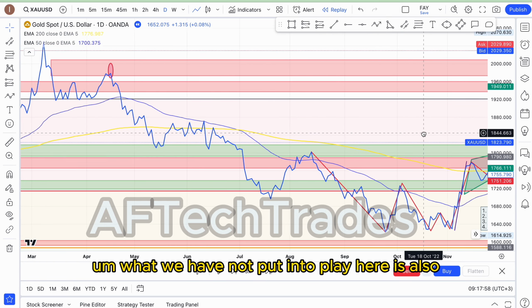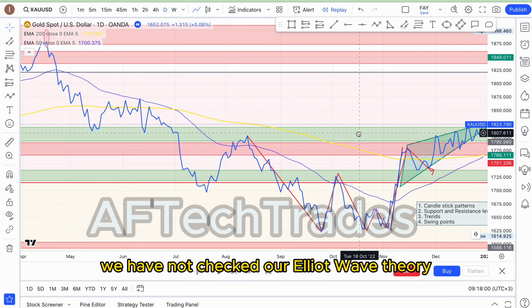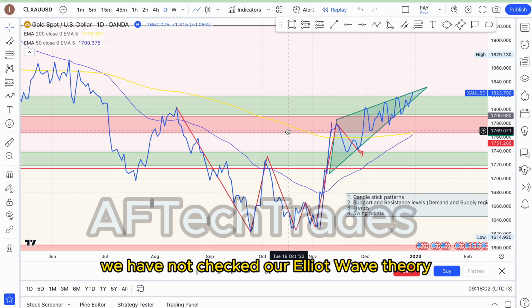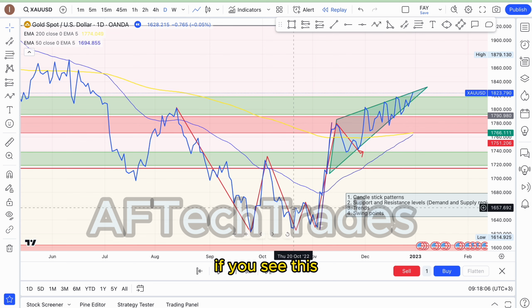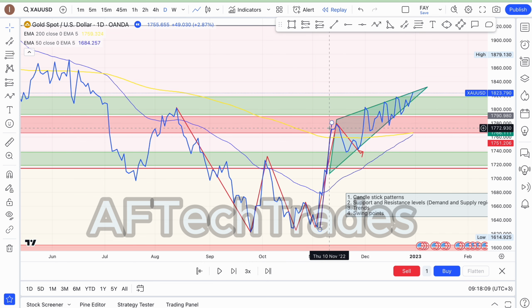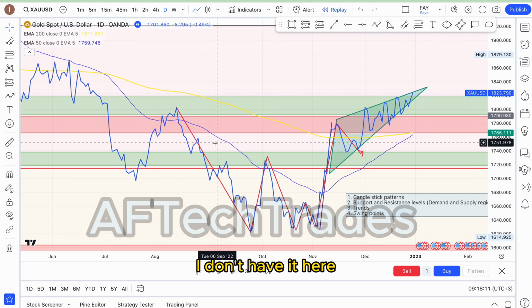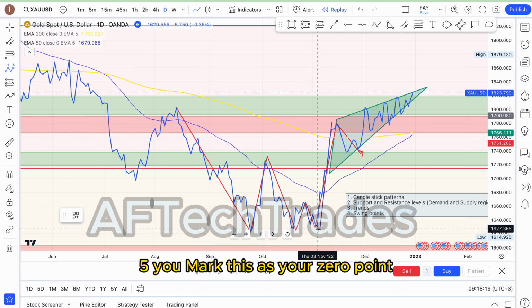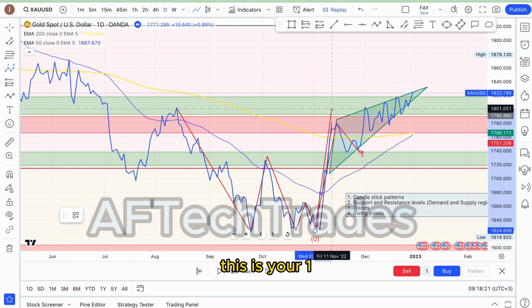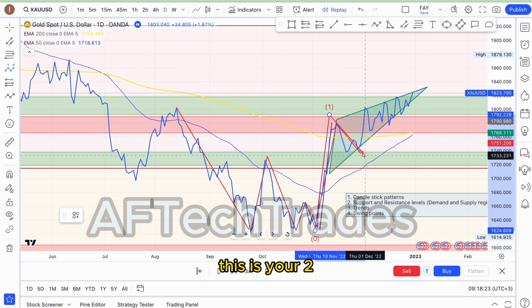What we have not put into play here is that we have not checked our Elliott wave theory. With Elliott wave, if you see this, then you mark this as your Elliott 1, 2, 3, 4, 5. You mark this as your 0 point. This is your 1. This region is your 2.